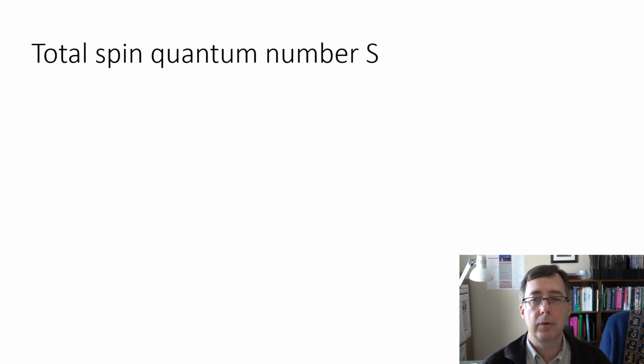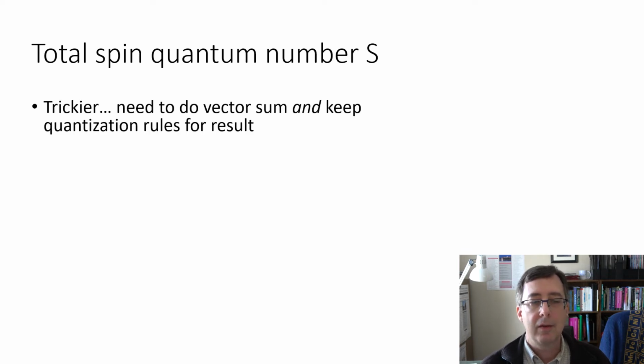What about the total spin quantum number s? Well, this is inherently more difficult. You need to do a kind of a vector sum, and it's really a vector sum over operators, not just vectors. And you need to keep quantization rules constant. So this is a little non-trivial.